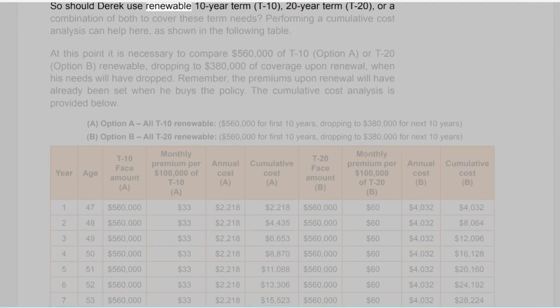So should Derek use renewable 10-year term, T10, 20-year term, T20, or a combination of both to cover these term needs? Performing a cumulative cost analysis can help here, as shown in the following table. At this point it is necessary to compare $560,000 of T10 option A or T20 option B, renewable, dropping to $380,000 of coverage upon renewal, when his needs will have dropped. Remember, the premiums upon renewal will have already been set when he buys the policy. The cumulative cost analysis is provided below.